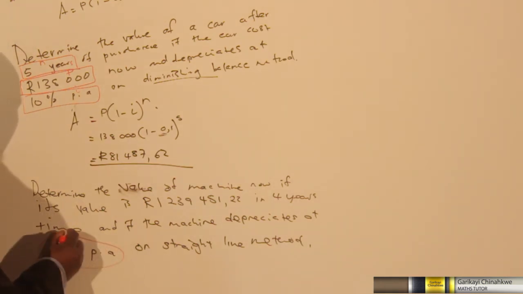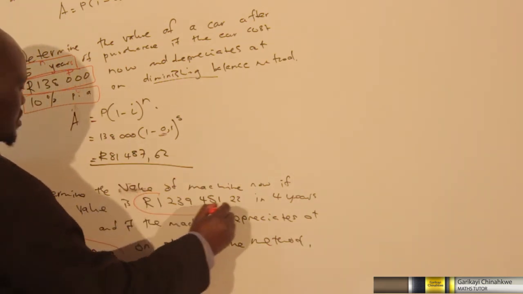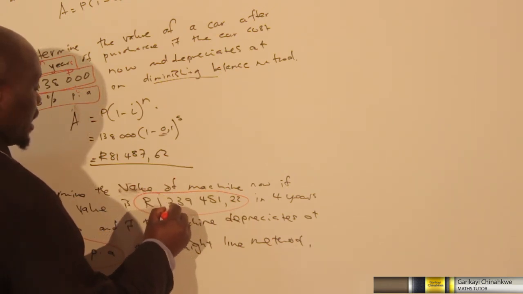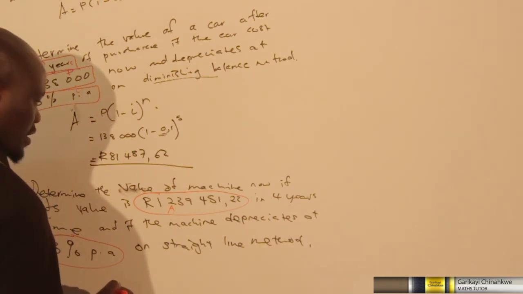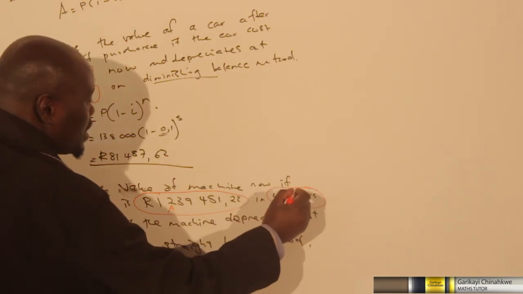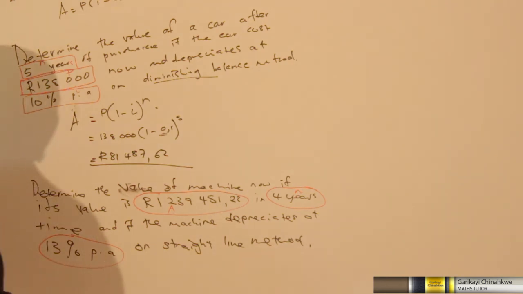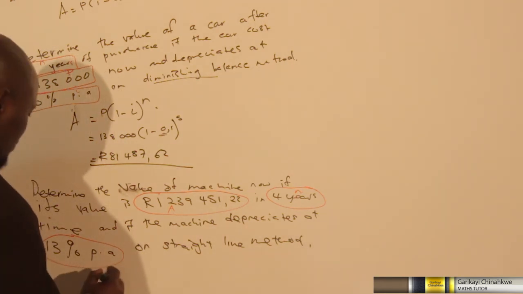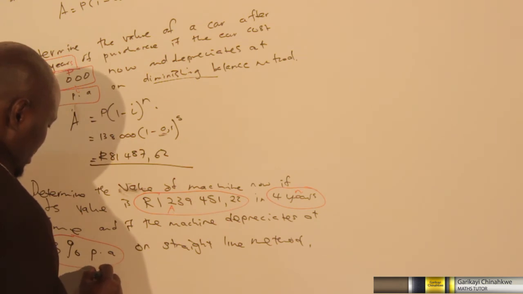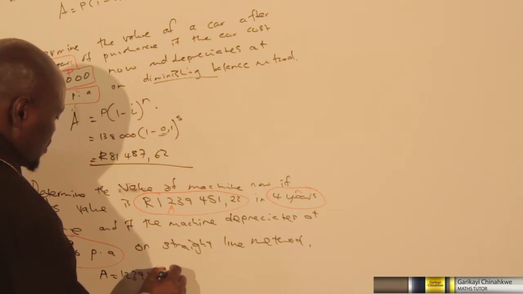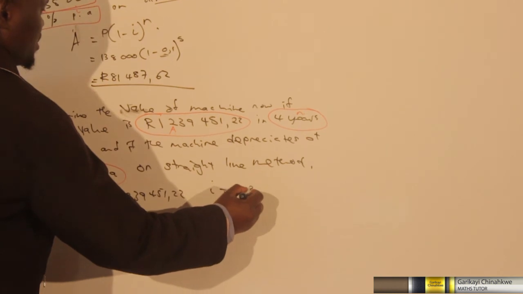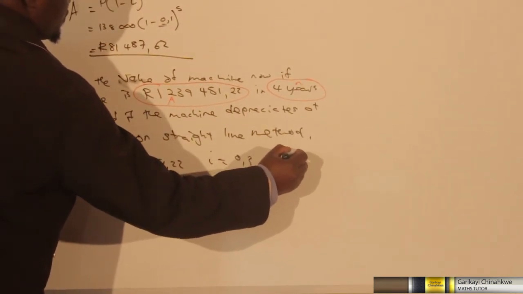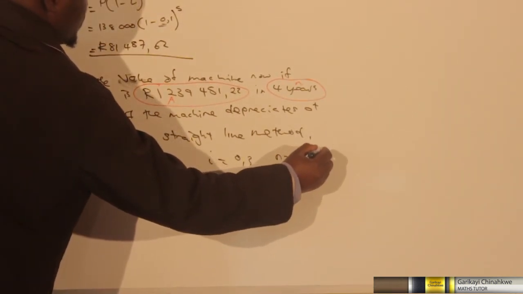So it's 13% per annum, which means this is your A, because this is the value of the machine after 4 years. And then where is 4 years? This is 4 years, so it becomes your N. So what are you looking for? You are looking for P. So in other words, A is equal to 1,239,451.22. Your i is equal to 0.13. Then your N is equal to 4. Then you are looking for P.